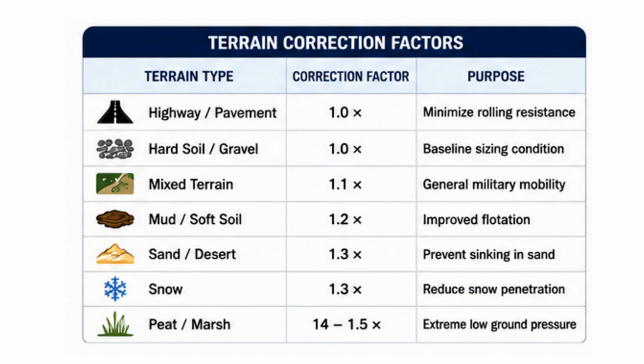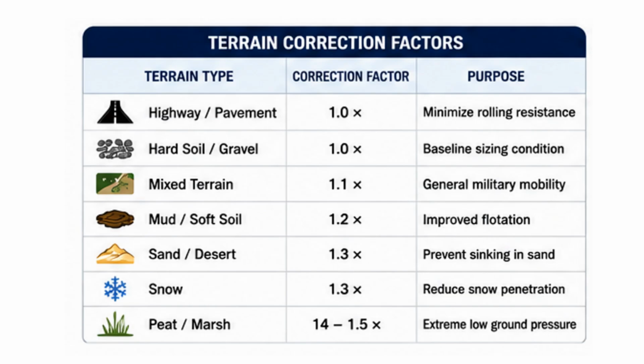For mud and soft soil, use a factor of 1.2. The wider tyre increases the contact area and improves flotation. For sand, desert, and snow, the factor rises to 1.3. This helps spread the vehicle load, reduce ground pressure, and limit sinking or snow penetration. Peat and marsh require the largest correction, approximately 1.4 to 1.5, because these surfaces have very low bearing strength.